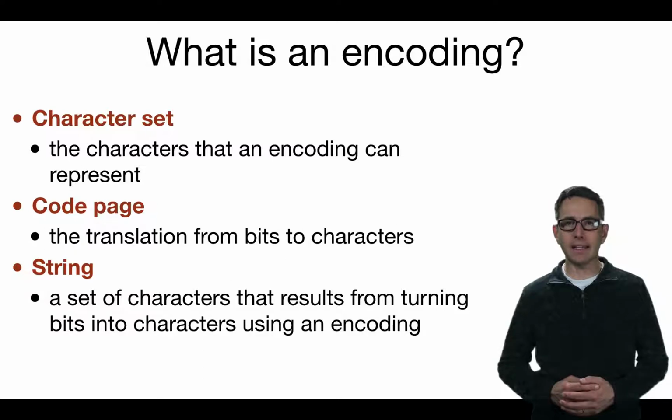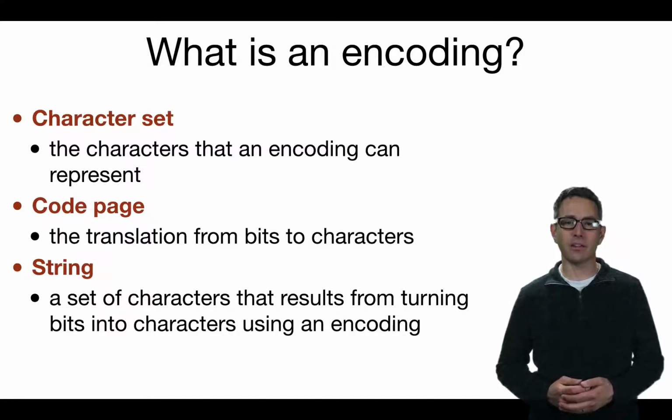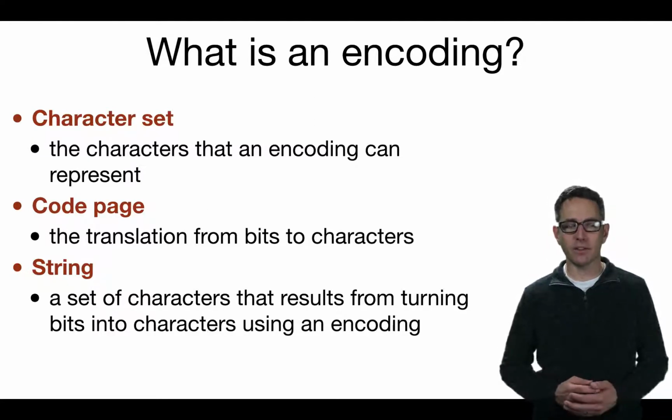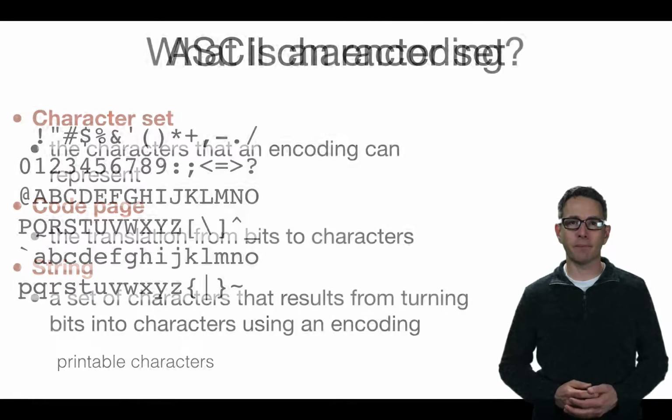Each encoding then can be used to create strings. A string is a word that we use to describe a sequence of characters in a row. So after we have turned those bits into a sequence of characters using an encoding, they become a string. Hello space world, for example, is an example of a string.